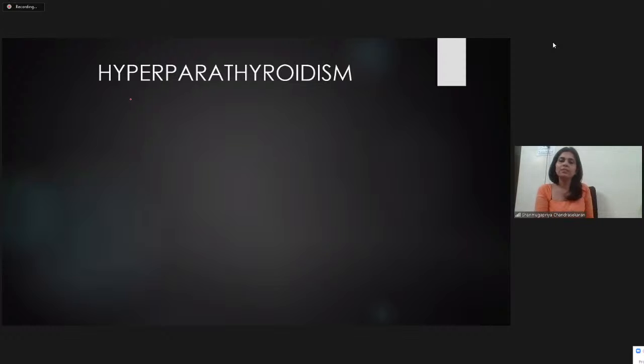Point, you call it as tertiary hyperparathyroidism. So it is not a separate entity as such. Tertiary hyperparathyroidism can be considered as a stage of secondary hyperparathyroidism when the gland starts autonomously secreting the hormone. So that's about the three forms of hyperparathyroidism.